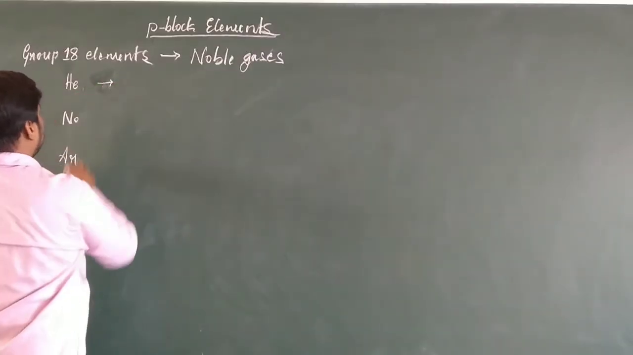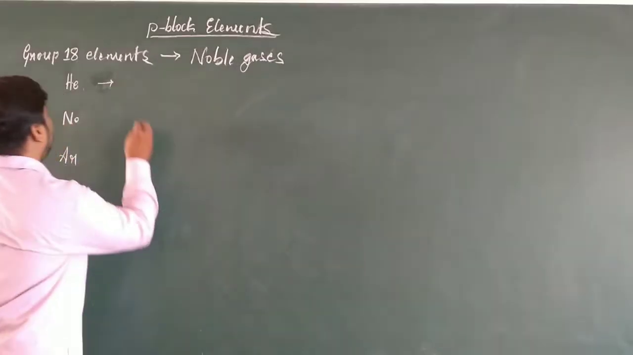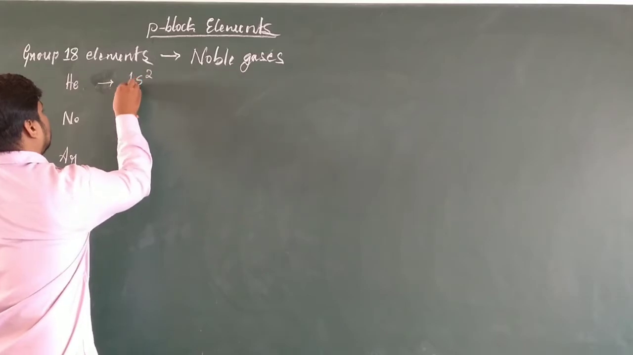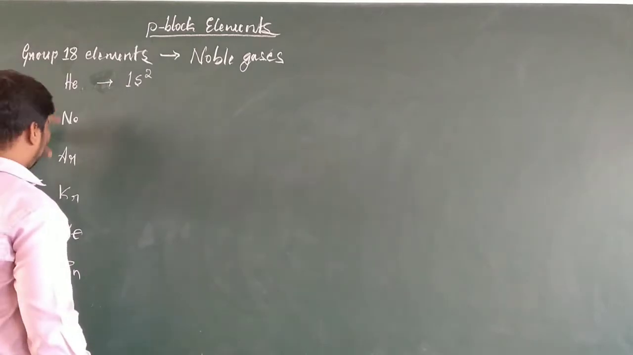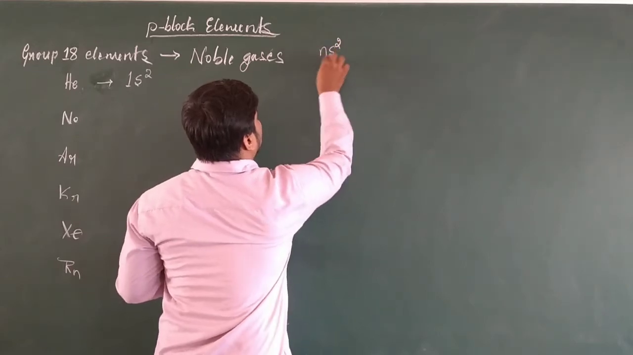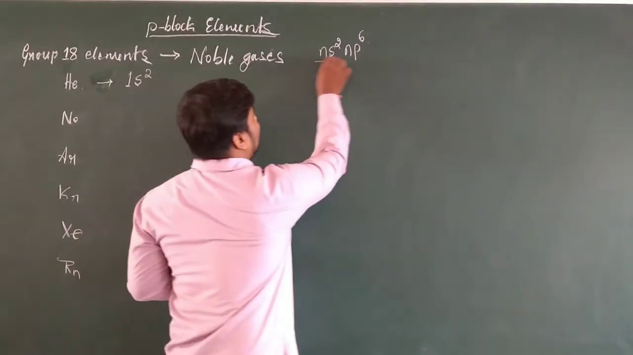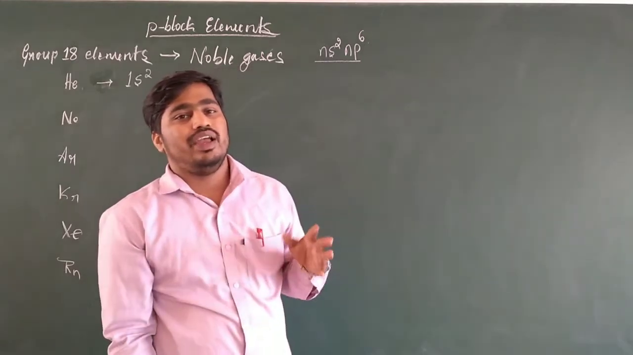The electronic configuration of these elements: first one, helium. Based on the atomic number, the helium atomic number is 2, therefore it is 1s2. Next, what is the common electronic configuration of the others? Except helium, the common electronic configuration of noble gas is ns2 np6. Common electronic configuration is ns2 np6 except helium. Helium shows ns2 or 1s2 electronic configuration.